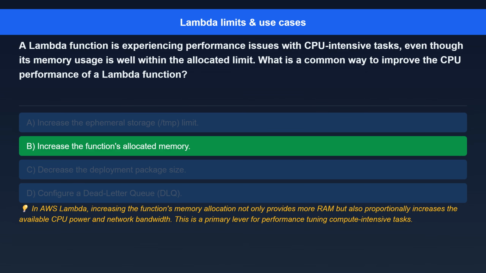The correct answer is increase the function's allocated memory. Here's the explanation. In AWS Lambda, increasing the function's memory allocation not only provides more RAM, but also proportionally increases the available CPU power and network bandwidth. This is a primary lever for performance tuning compute-intensive tasks.